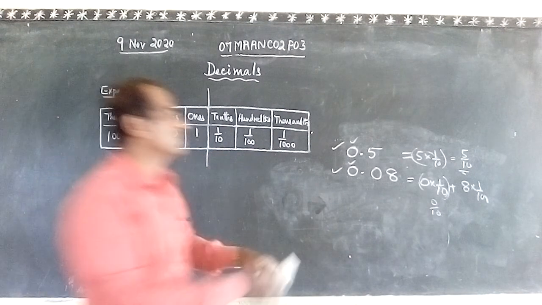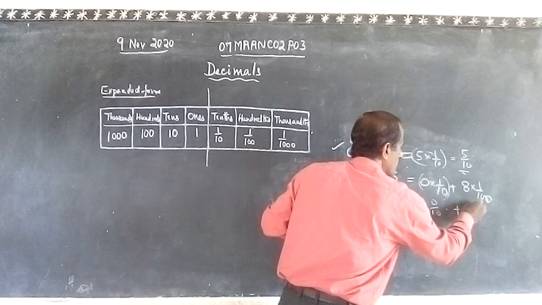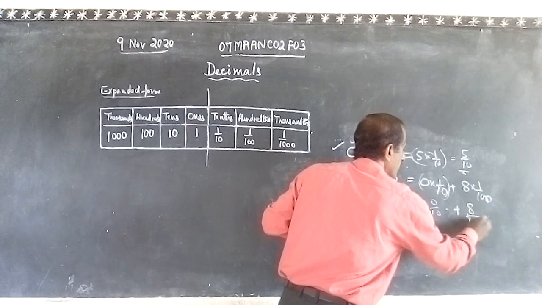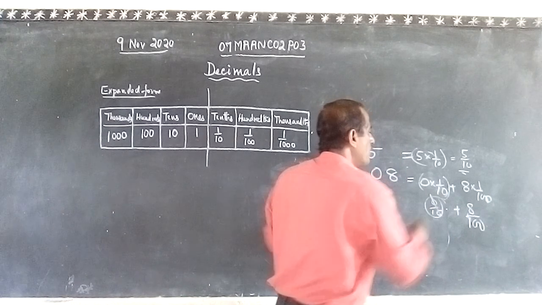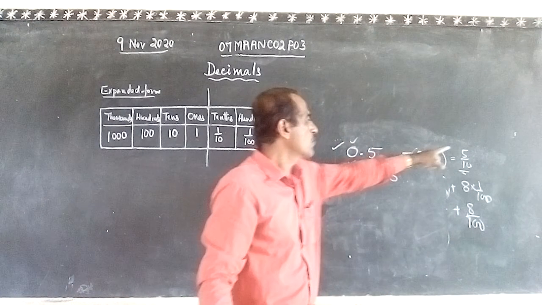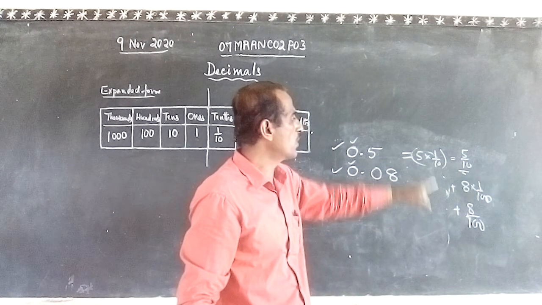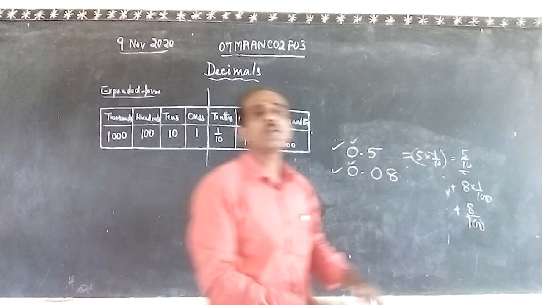So in the 100th place, 1 by 100 is equal to, what is the answer? Plus 8 by 100. Here it is 0, 0 plus 8 by 100. So what is remaining? Here it is remaining 5 by 10, and here it is remaining 8 by 100. Which is more now? 5 by 10 or 8 by 100?